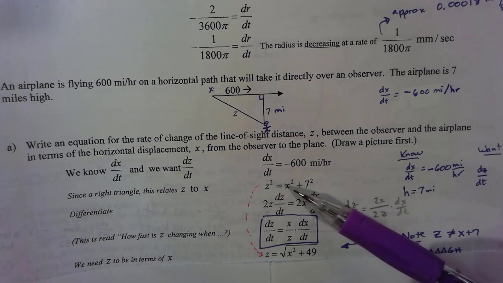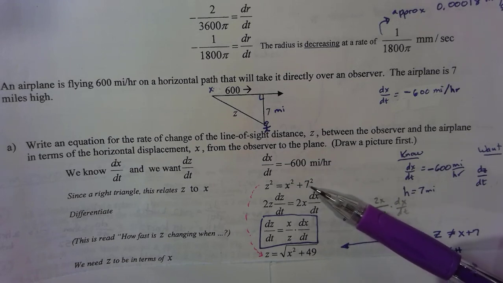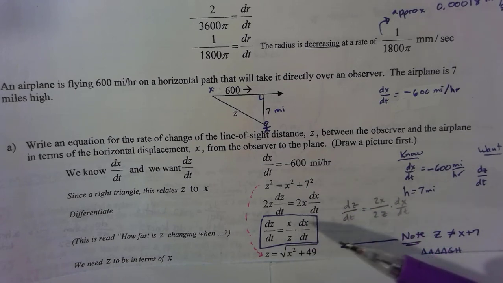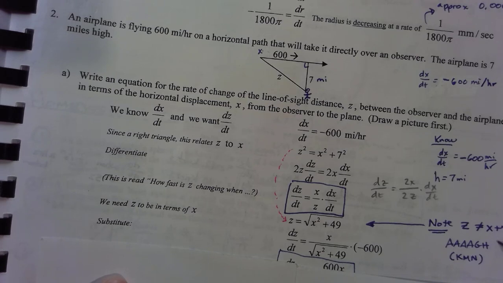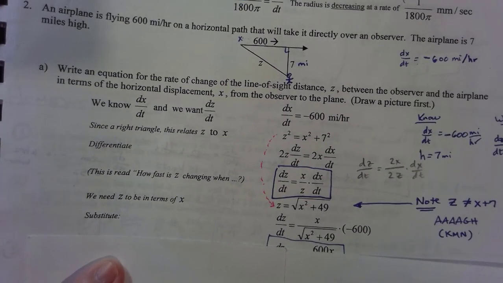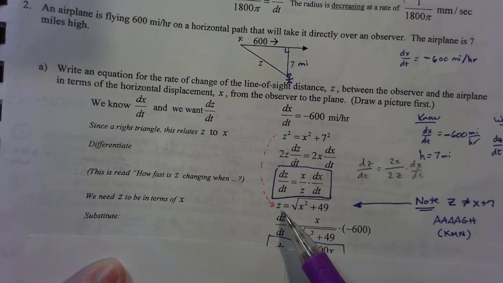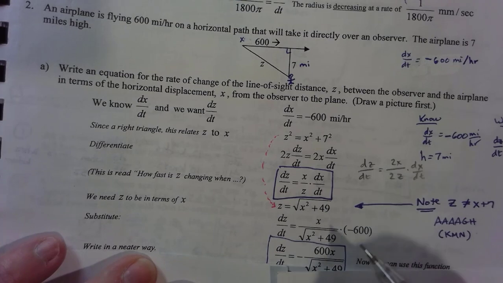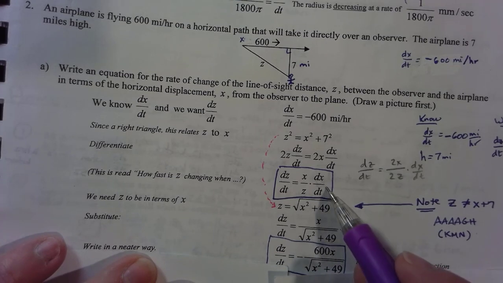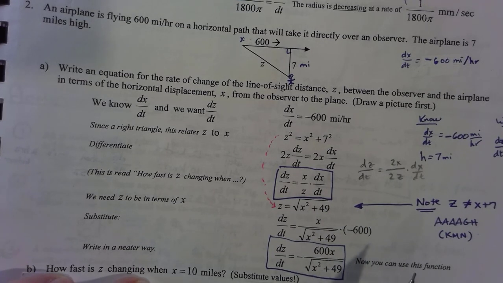But I know that z squared is x squared plus 7 squared, so z would be the square root of all of that. And by the way, the square root of x squared plus 49 is not x plus 7. That is a kill me now moment. You wonder what a kill me now is. That's one of them right there. But anyway, I can substitute this in right here for z right there. And there is my equation. And I have my negative 600. I'm substituting for dx/dt. So there we have it.